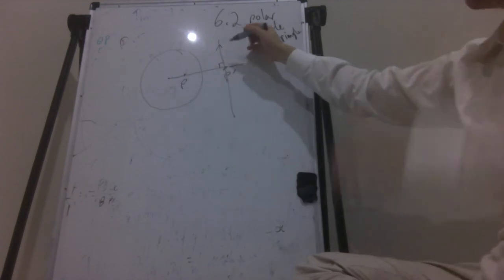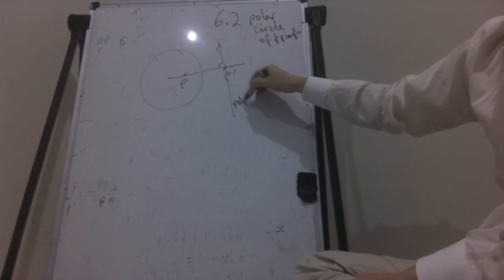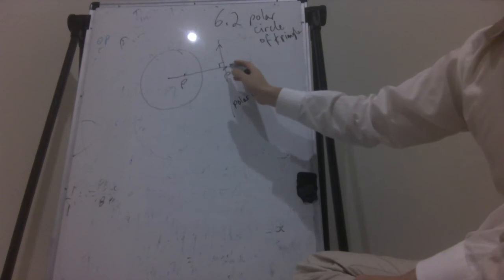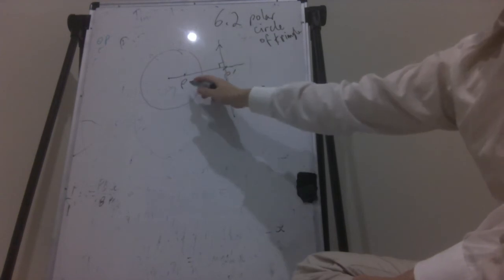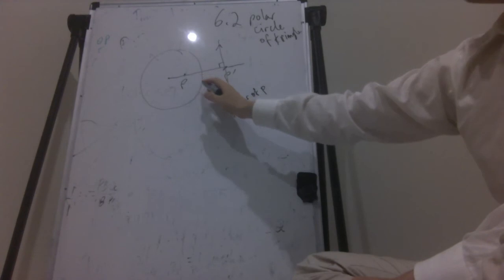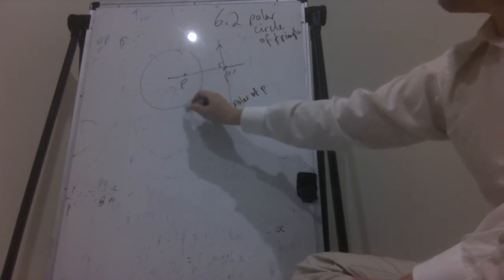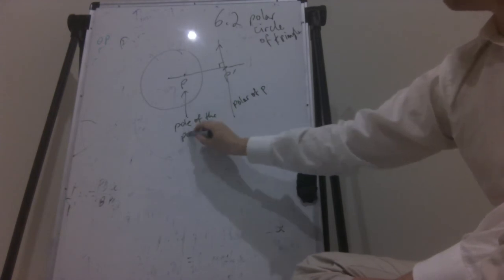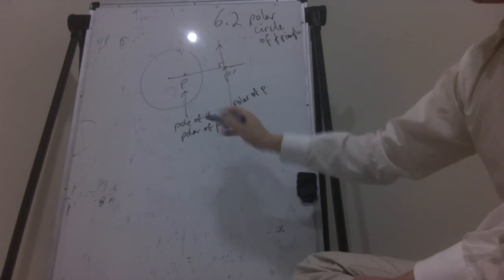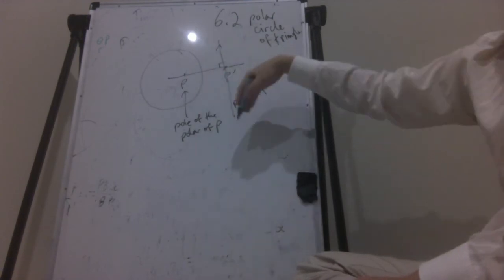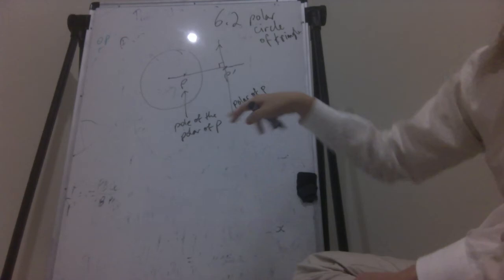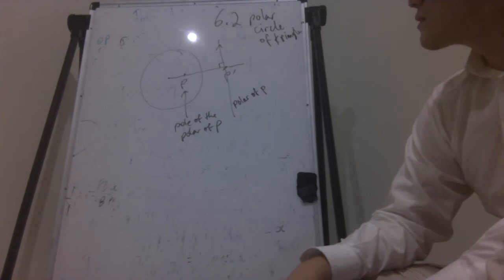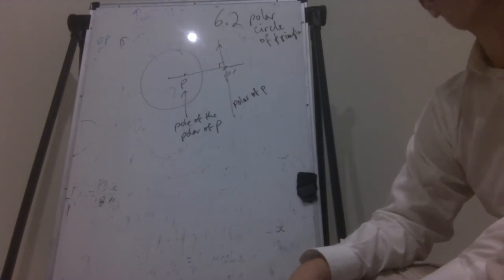So this is called the polar of P, and then this line should go back to that point, right? So that's called the pole. The pole of the polar of P. Or you could have it the other way around. This could be the polar of the line, pole of the line, and this is the polar of the pole of the line. So the point is the pole, the line is the polar.